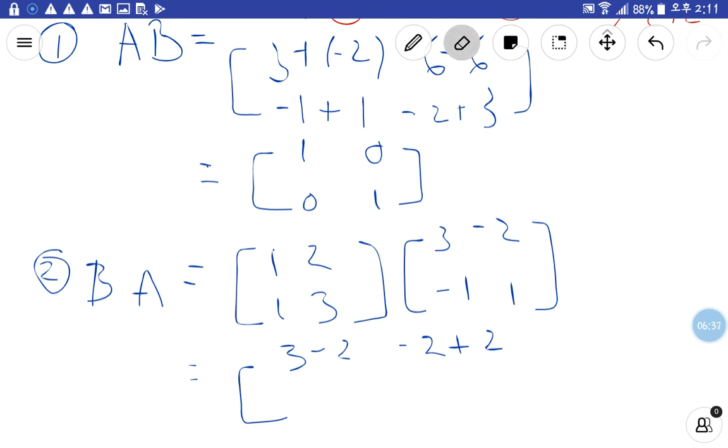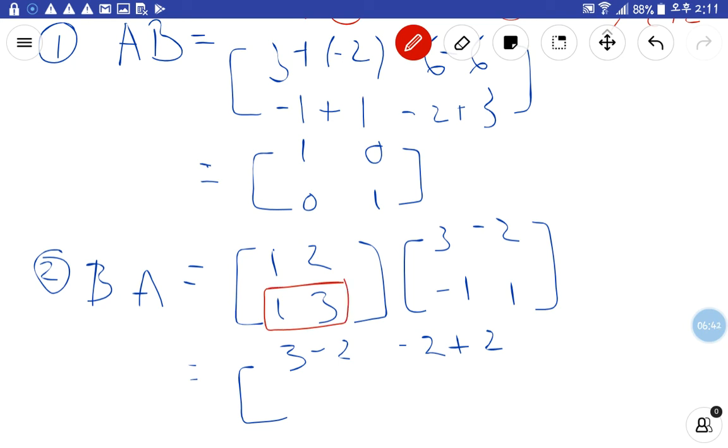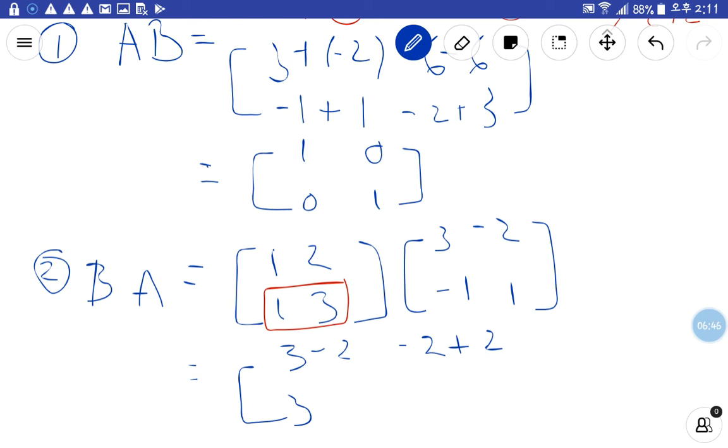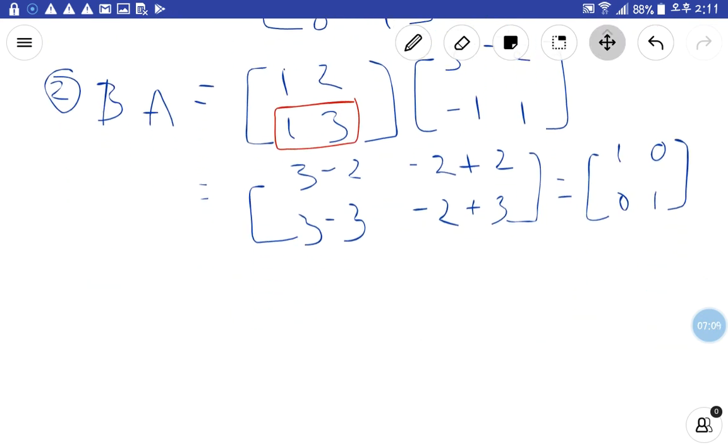Now I'm going to work with my second row and first column. 1 times 3, which is 3. 3 times negative 1 is minus 3. 1 times negative 2 becomes negative 2. 3 times 1 is 3. So if you simplify, what did you get? 1, 0, 0, 1. Okay, so I can check that both products AB and BA become the identity matrix. I can say A and B are inverses of each other.